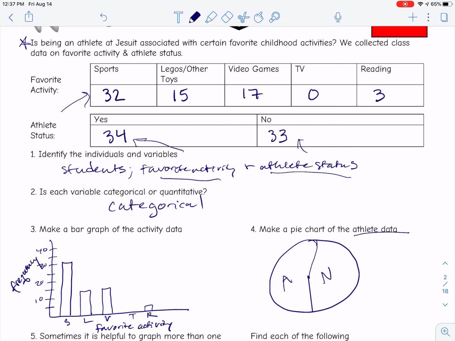Just a couple notes here. Take a look at how I labeled my axes on the bar graph. So it's frequencies or counts, and I have my variable at the bottom. However, for the pie chart, note that these are percentages, right? So my non-athletes were about 49.3%. So this whole pie chart must add up to 100%.